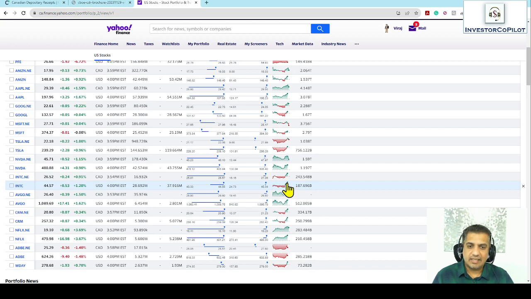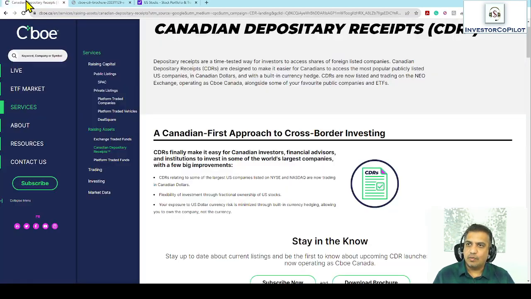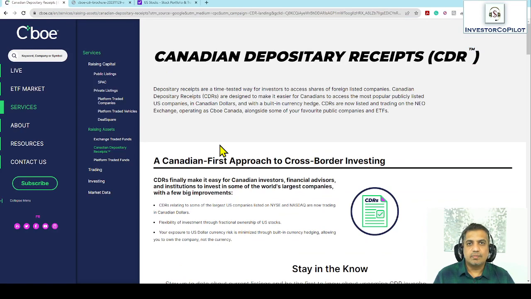So this is a great sign that the CDRs follow the price movement of the original stock. So please take advantage of this, and hopefully we will do some more sessions to educate you more on Canadian depository receipts. Thank you very much.